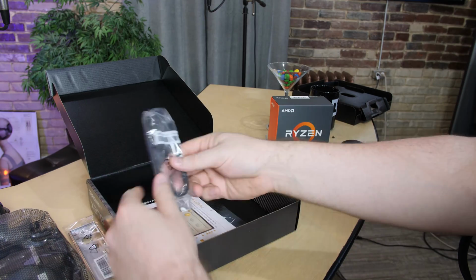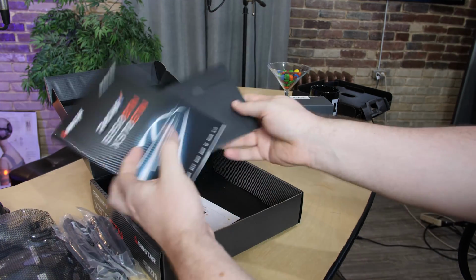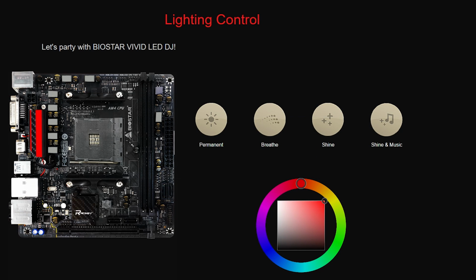In the box, you've got four SATA cables, an I/O shield, a DVD driver, and a quick installation guide. Now, because it has 5050 LED headers, it does come with control software that's called Vivid LED DJ, so you can control your RGB LED strips and that sort of thing.